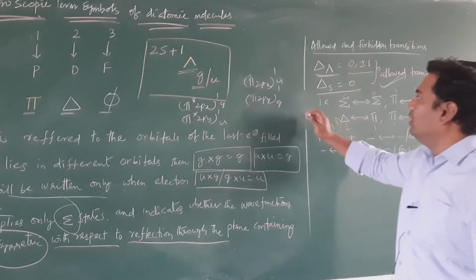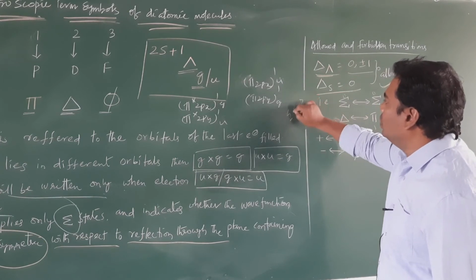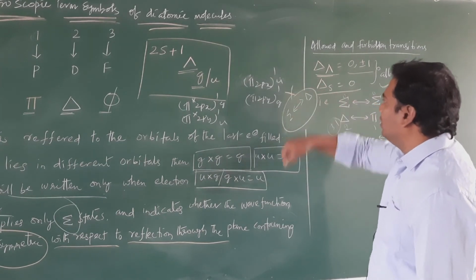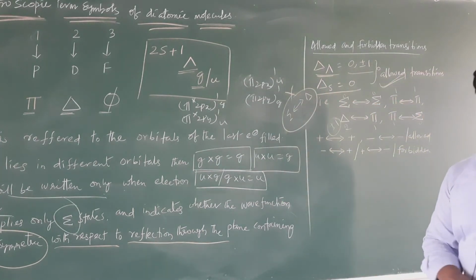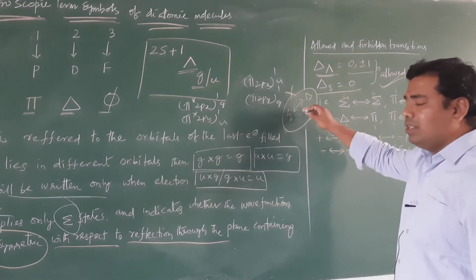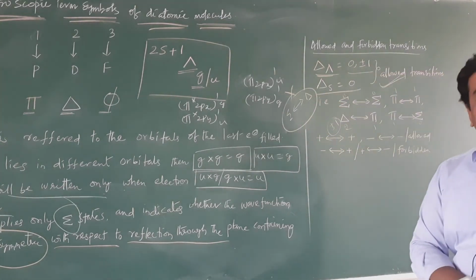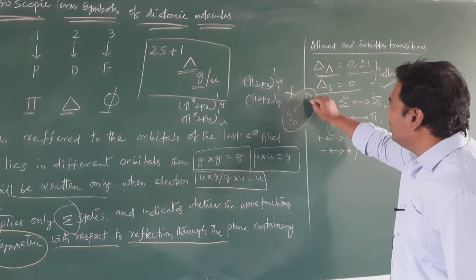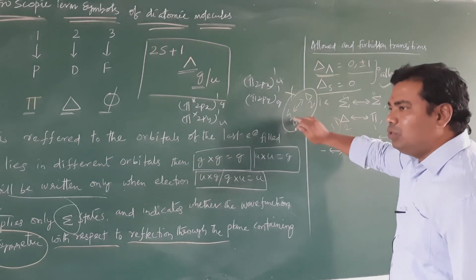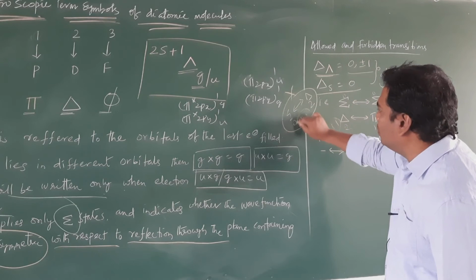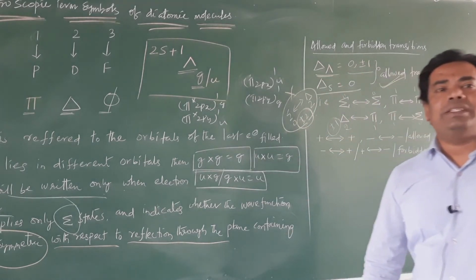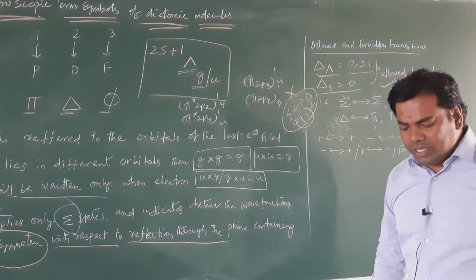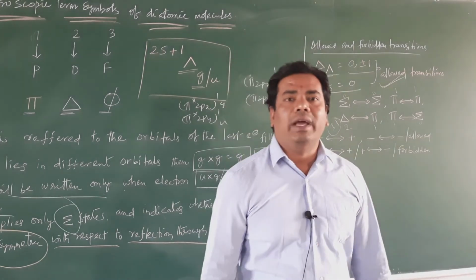For example, the transition sigma to delta or delta to sigma is not an allowed transition. This is a forbidden transition, because it does not come under the selection rule, the Laporte lambda selection rule. Here this is 0, this is 2. So 0 minus 2, 2 minus 0 is equal to plus or minus 2. Plus or minus 2 is not present in the region of delta lambda equal to 0, plus or minus 1. So this kind of transition we can call a forbidden transition.